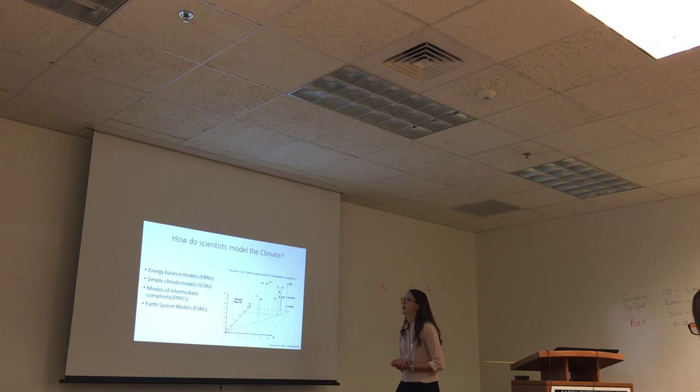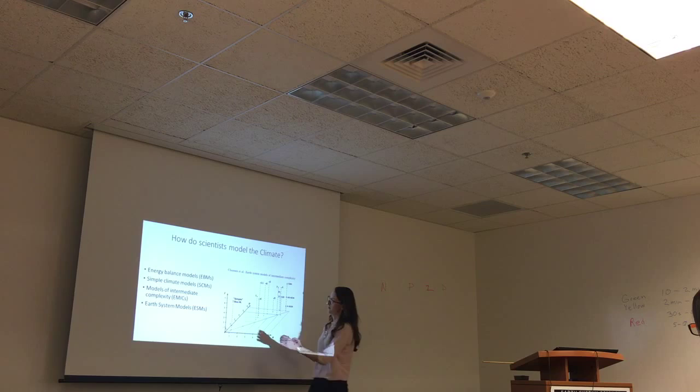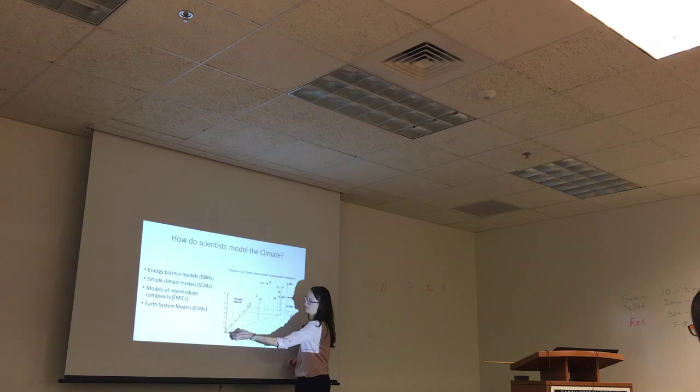How do we scientists model the climate? So what are the ways in which we can model all of these feedbacks in the climate system? So I'm going to be talking about essentially four different climate models. The first, energy balance models, simple climate models, models of intermediate complexity, and then Earth system models. And so this is a nice graph that shows the interaction of components between each other, the dimensions, and then the spatial scale.